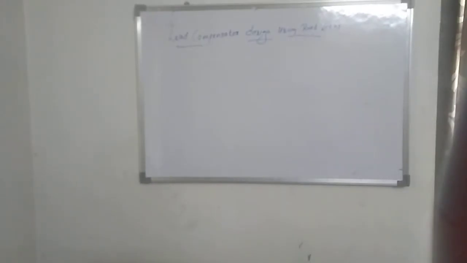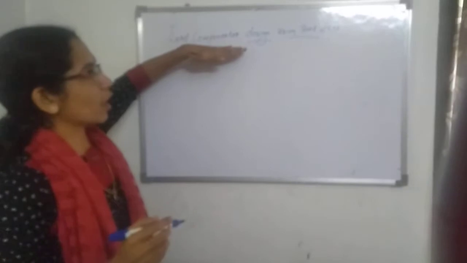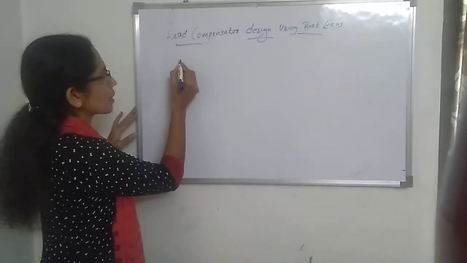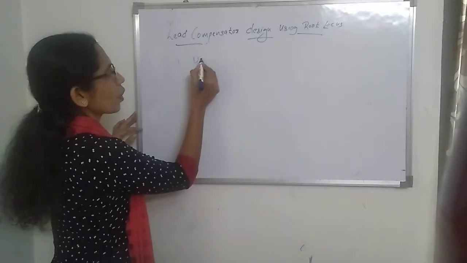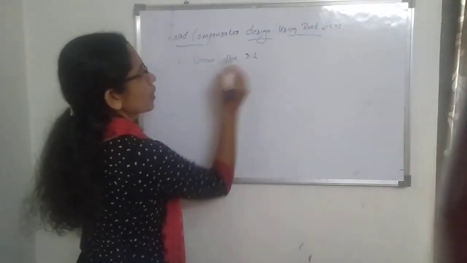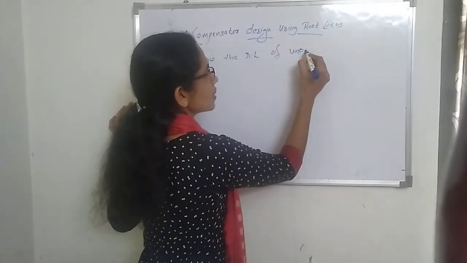Lead compensator design using root locus. Today we are going to discuss how to design the lead compensator using root locus. The first step is to draw the root locus of the uncompensated system.